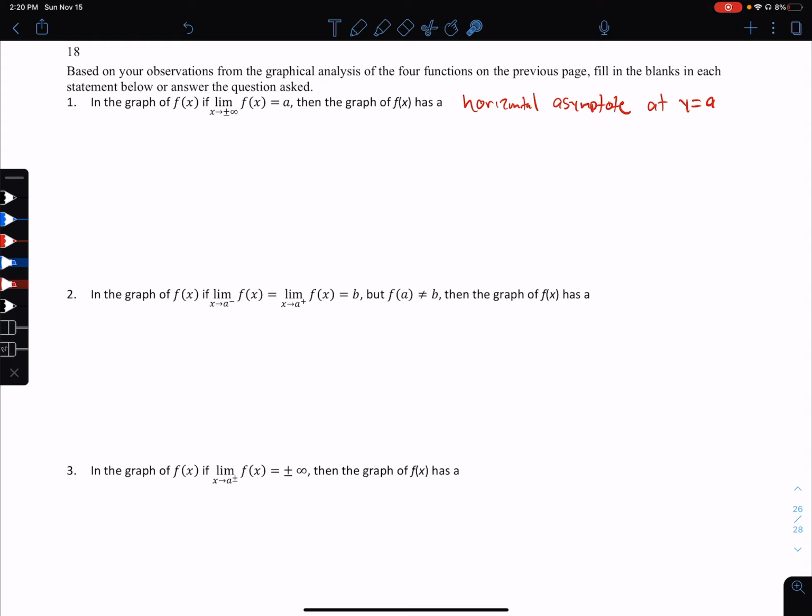In the graph of a function, if the limit as x approaches a from the left and the limit as x approaches a from the right equals a number, but the function evaluated at that same x value is not that number, then the graph of f of x has a point discontinuity, which is a hole in the graph, at the ordered pair (a, b).